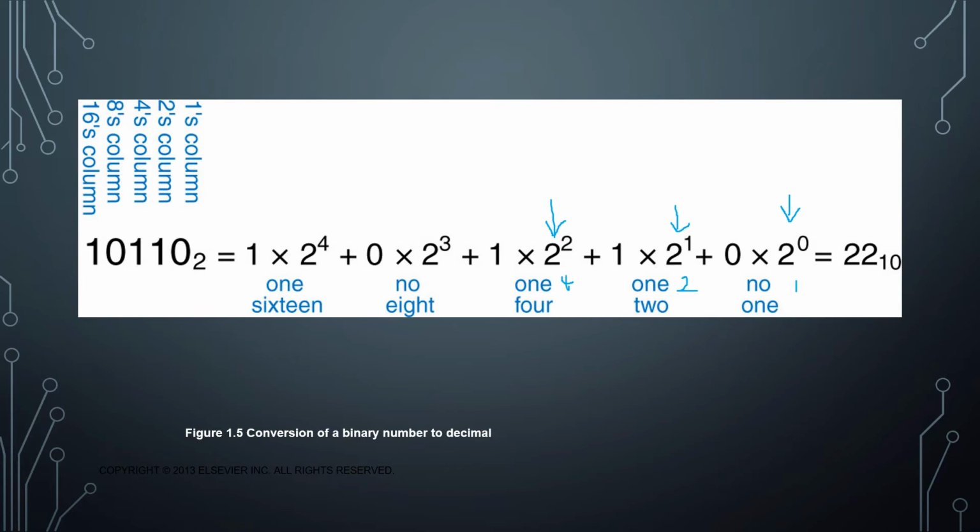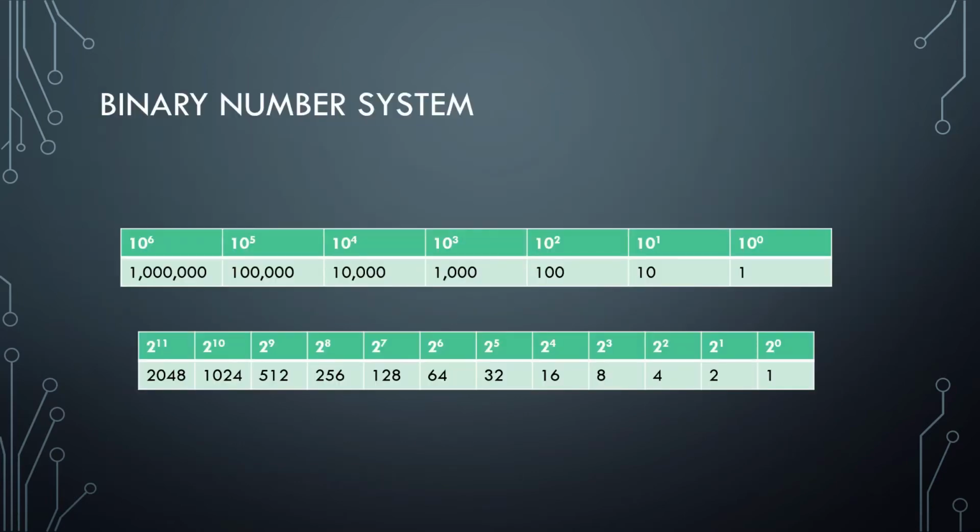So this number over here, 10110, is not 10,110. It is actually the binary number 22. And I think these little tables help to illustrate that concept a little bit more. On the top here, we have the base 10 system, so these are the place values for each place. And on the bottom here, we have the binary system table. So these are different place values from what we're used to seeing.